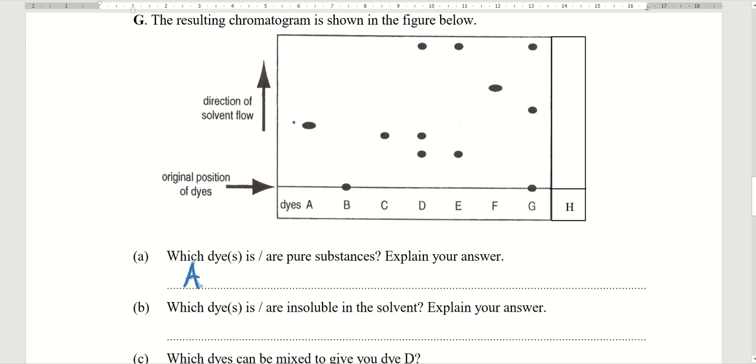Because dye A only has 1. Look carefully here, dye A only has 1. Dye F only has 1 as well. So the answer for this one is A and F.